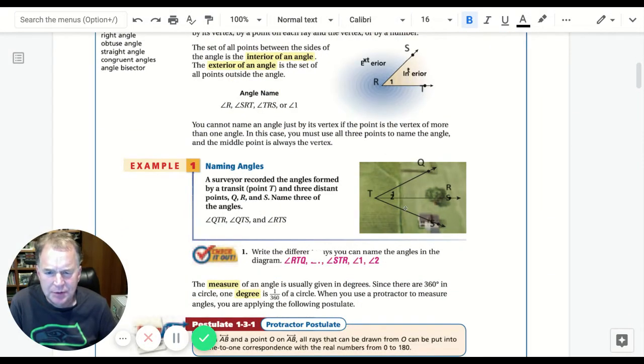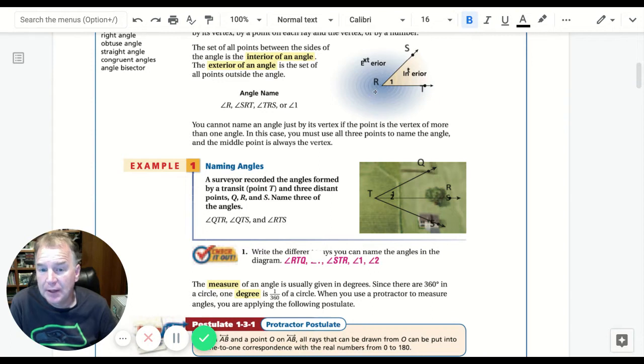Again, we're having some issues with typos, but this is angle QTS, the big angle, or QTR, that's the top smaller angle, or RTS. And I can flip that around as long as I put the T in the middle. RTS or STR or STQ. I cannot say in this case angle T.